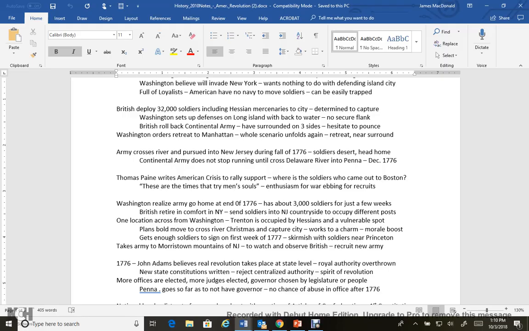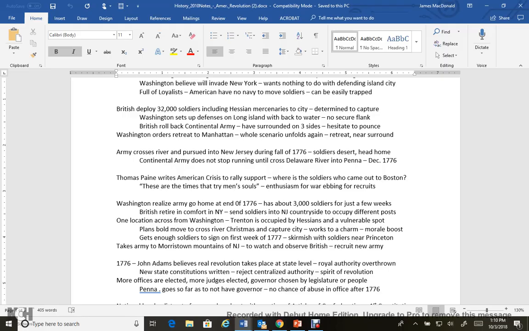Many of his soldiers signed up for just the year. So that means on December 31st, they're going to go home. And if he can only plan something very bold to give the cause, the American rebellion, cause to believe that they were going to have a chance to win, it would make all the difference in the world.